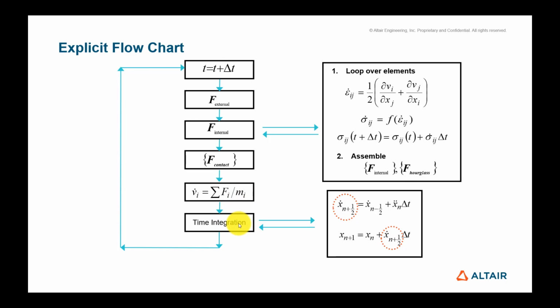Finally, using central difference scheme, velocities and new nodes coordinates are calculated. And then we can go for the next cycle.